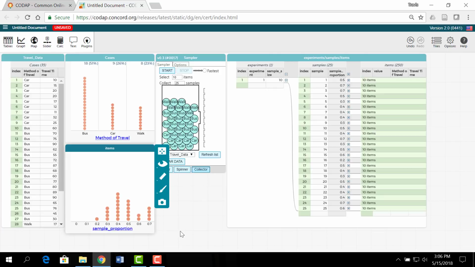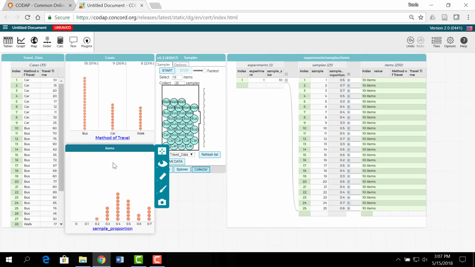And so what I've just created here is what's referred to as a sampling distribution. So what you're seeing is each of these points represents a sample proportion. So the one I'm highlighting right now is a sample proportion of 0.2, which means that one of our 25 samples had 20% of the 10 individuals reporting that they rode the bus.